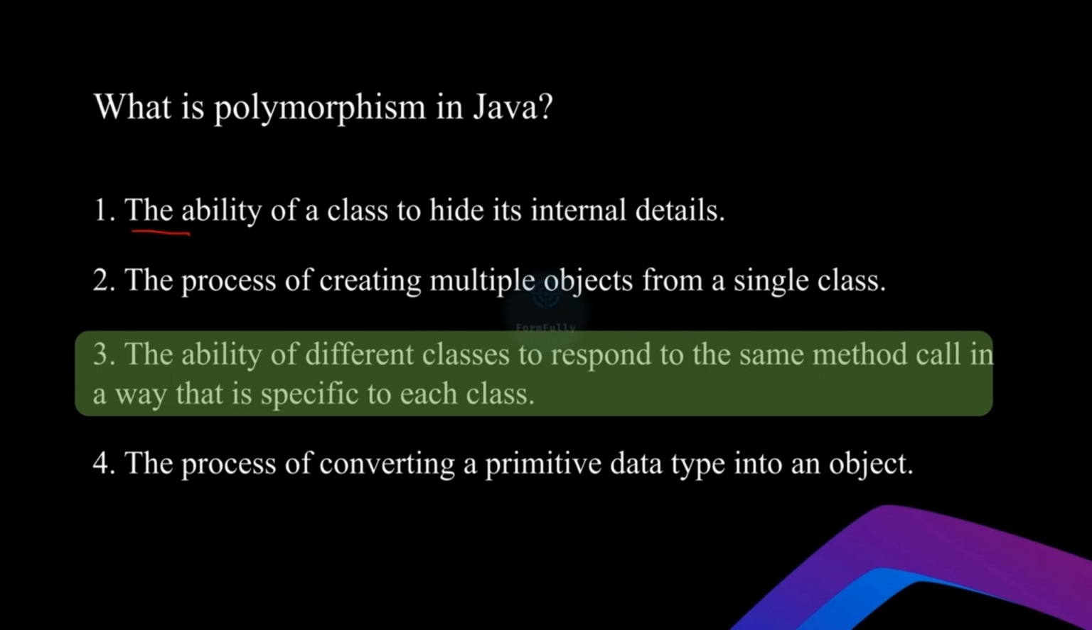The ability of a class to hide its internal details is incorrect because it is encapsulation, not polymorphism. And option 2, the process of creating multiple objects from a single class, is also incorrect because the process of creating objects is a basic concept in OOPS but not specific to polymorphism. Option 4, the process of converting a primitive data type into an object, is incorrect because it describes autoboxing and unboxing, which is a feature related to converting primitive data types into their corresponding object wrappers, but it is not the definition of polymorphism. So the correct option is 3.